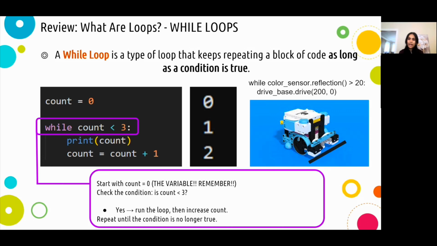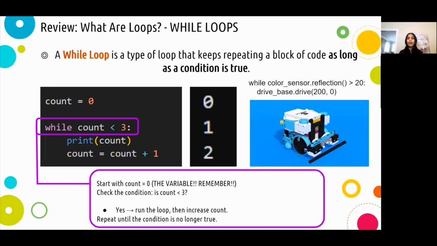So instead of saying repeat exactly 3 times, we're saying repeat while this condition is true. In real FLL missions, we often don't know how long the robot needs to move forward. Instead, we can want it to keep moving until it detects a black line. So the condition is, keep driving forward while the surface is not black. The moment the sensor detects the black line, the condition becomes false and the robot stops.